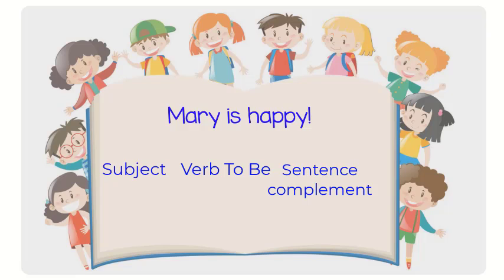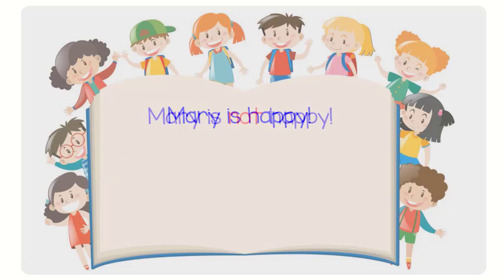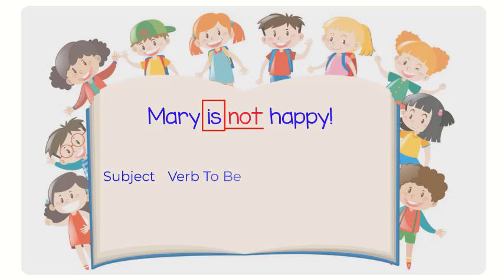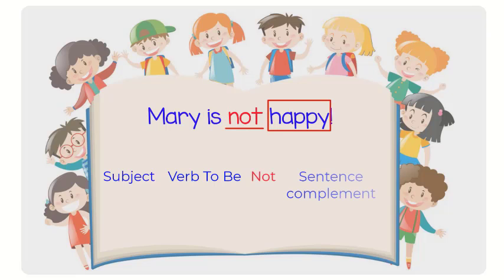Now, let's see a negative sentence. Mary is not happy. In negative sentences with the verb to be, we add not after the verb, and the order is subject, verb, not, sentence complement.